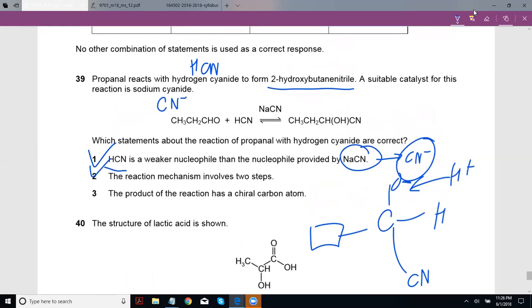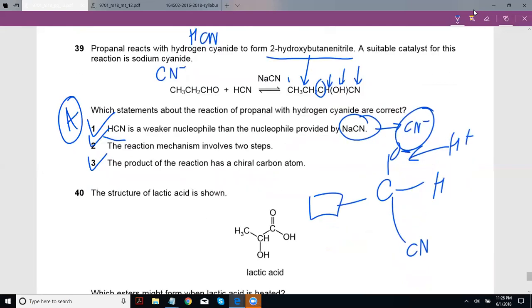The product of the reaction has a chiral carbon atom. I would agree, because you can look at the product here. So this is C. It has 1 H, it has 1 OH, it has 1 CN, and it has one ethyl group. So this one you can conclude with A.